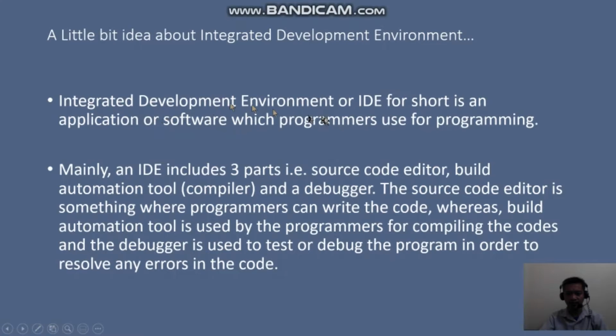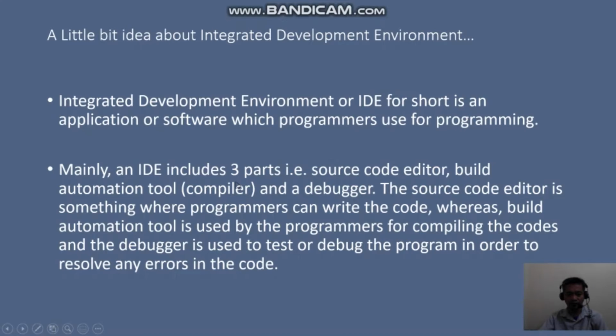So what is an IDE? It is an application or software that programmers use for programming. There are actually three main parts of the IDE. The first is where you type the source code, which is the editor, where you write your code. After you write your code, you must translate it so that the machine can understand it in its level of language, which is machine language. You will be using the automation tool called the compiler.